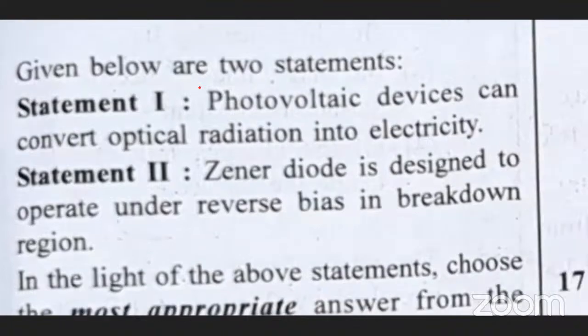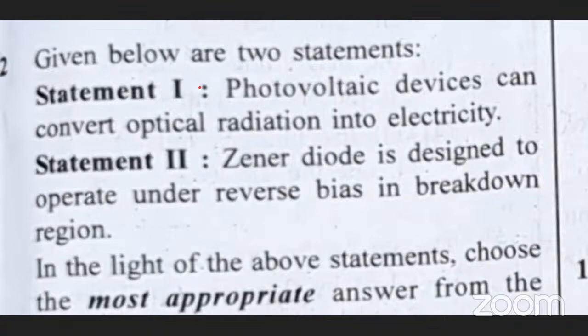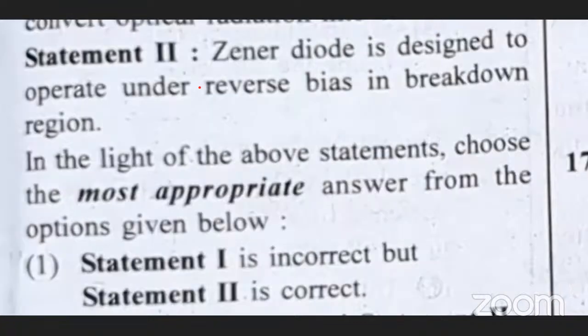So the statement 1, photovoltaic devices can convert the optical radiation into electricity. Yes, converts the optical energy, light energy, into electrical energy. It's a right statement. Then statement 2, a xenon diode is to operate under reverse bias in breakdown region. In the light of the above statements, choose the most appropriate answer from the given options.